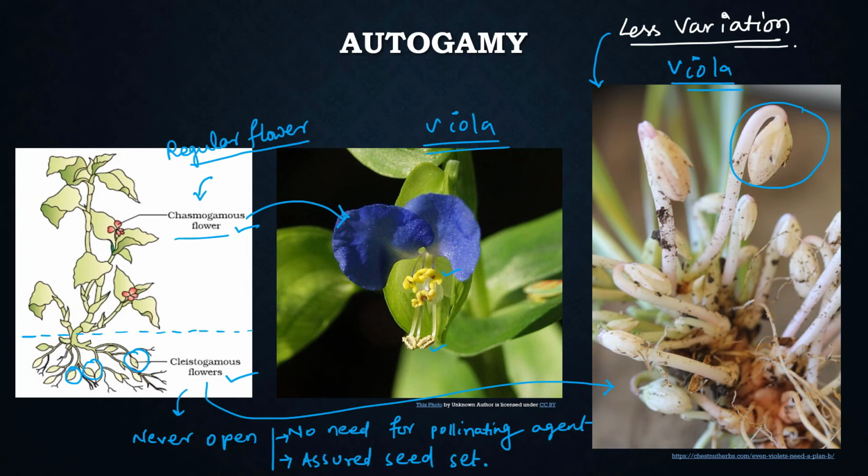To summarize, Chasmogamous flowers are regular flowers with well-exposed stigma and anthers, whereas Cleistogamous flowers will never open, they will always remain closed. They don't require a pollinating agent, but they will give rise to a seed set. But again, there is going to be the development of less variation, which might be a drawback.